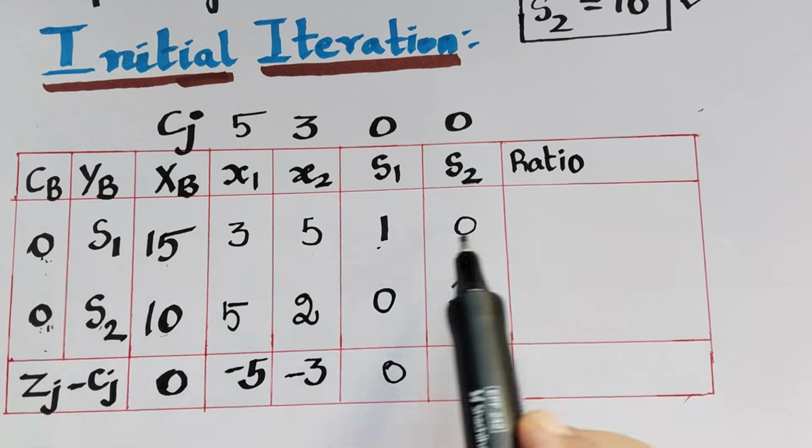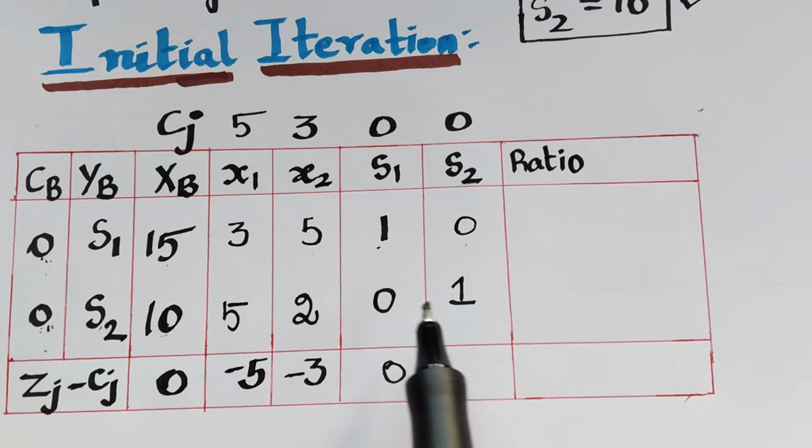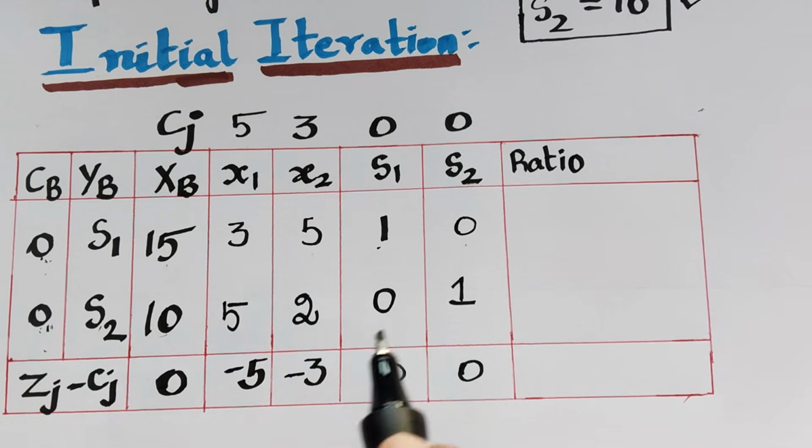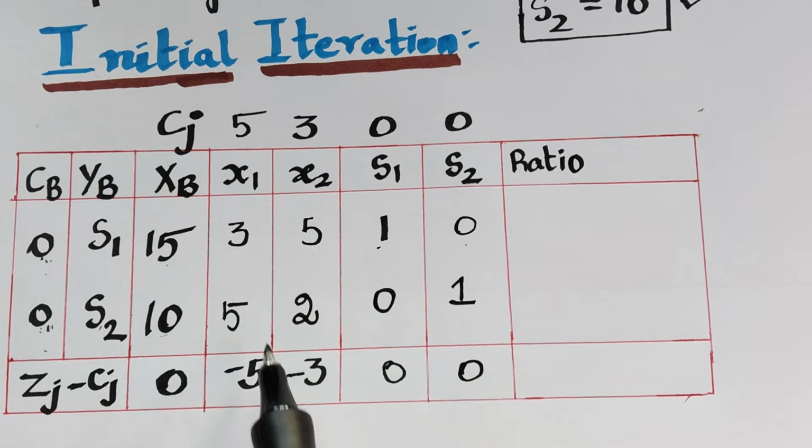And again 0 multiplied with 0 plus 0 multiplied with 1 minus 0 will be 0. Usually for the initial table, the Zj minus Cj value for x1, x2, s1, s2 will be the negative of the Cj value. So that directly we can take and write. So we have done this.